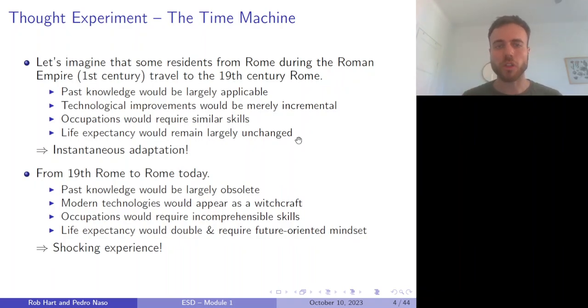And on top of all that, life expectancy would double. So she would be able to live twice or even more than twice the amount of years she was able to live in 19th century Rome. So this would be a shocking experience to her. This thought experiment shows that in the last 200 years, the changes that we observe are much more shocking and fundamental than the changes we observed in the first, let's say, 1900 years of human history.